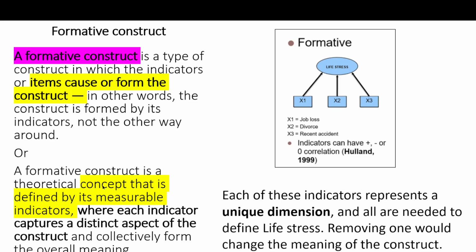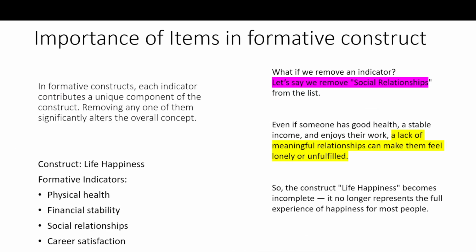Or a formative construct is a theoretical concept that is defined by its measurable indicators, where each indicator captures distinct aspects of the construct and collectively forms the overall meaning of that construct. Now, in this case, you can see life stress is a formative construct that is governed by x1, x2, x3. Each of these indicators represents a unique dimension and all are needed to define life stress. Removing one would change the meaning of the construct.